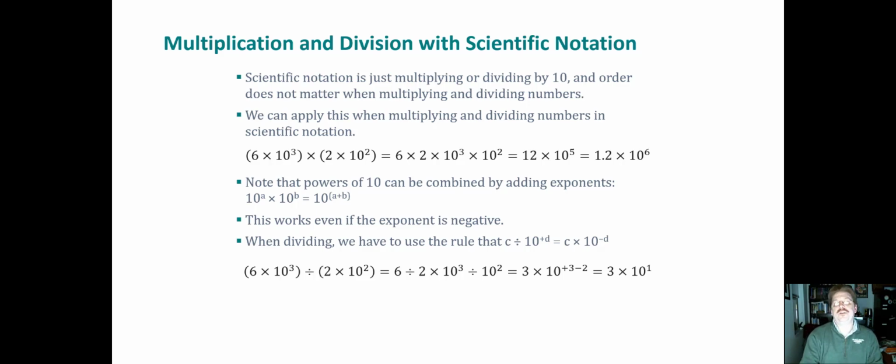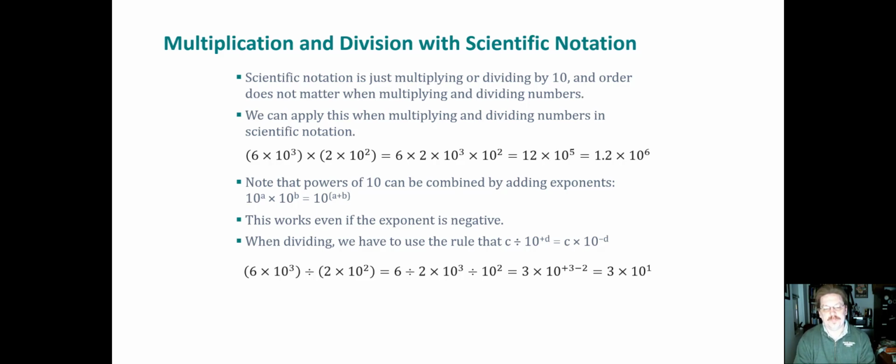So first you multiply your coefficients. You got 6 times 2, that's 12. Then you deal with the powers of 10. 10 to the 3 times 10 to the second is 10 to the 5th. And so you have 12 times 10 to the 5th. Remember, the coefficient for the scientific notation must be below 10 and greater than 1. So 12 is an improper way of expressing scientific notation, so you need to move the decimal place over to the left by 1, and that increases the exponent by 1. So 12 times 10 to the 5th becomes 1.2 times 10 to the 6th.